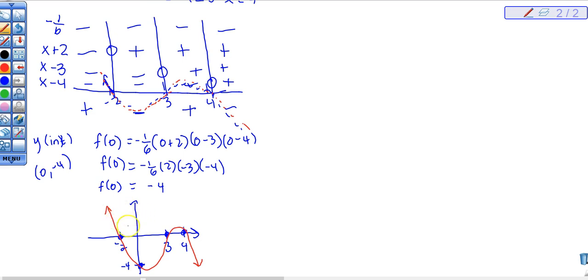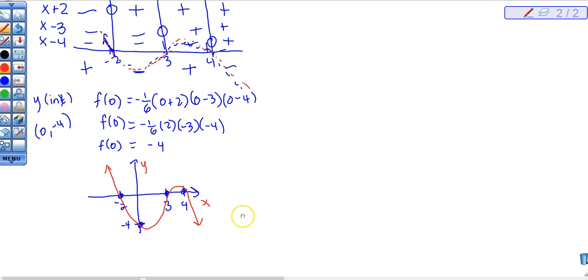And notice that I really don't have much of a scale going on my y-axis. It's my x and my y. So that is an acceptable version or sketch of this polynomial.